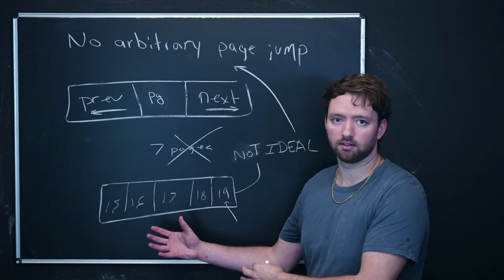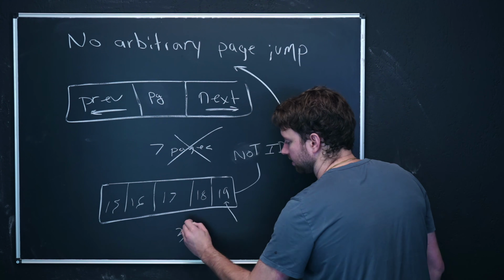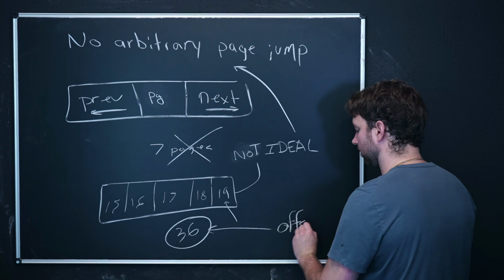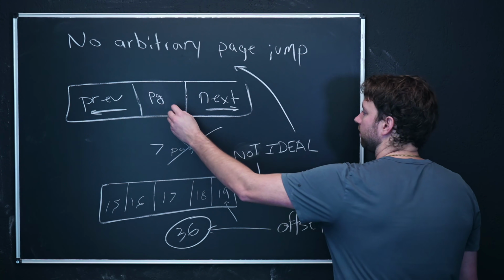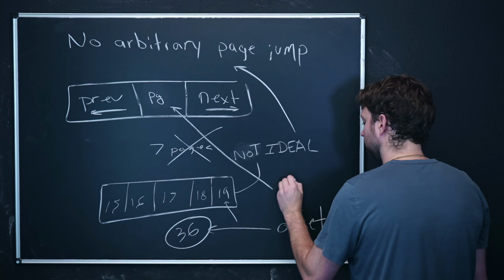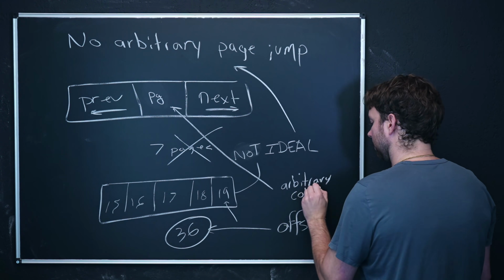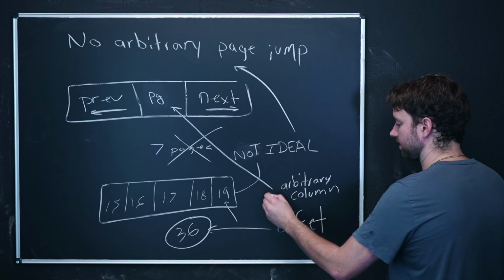It's like forcing it. So if you want the user to be able to say, hey, yeah, I want page 36, then you're going to want to go with the offset approach. Or if you want this to be sorted by some arbitrary column, then you will want to go with the offset approach.